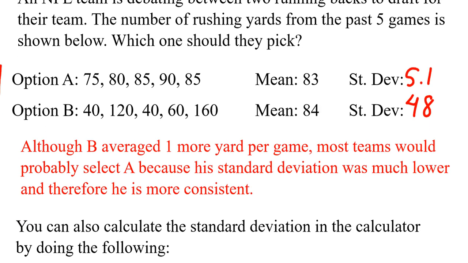So here's the conclusion. Although B averaged 1 more yard per game, most teams would probably pick A because his standard deviation is much smaller. So he's much, much more consistent. Maybe, if there are teams out there who say, we recognize B is a lot more variable, he'll have some high and some low games, maybe they choose that. So there is a reason maybe for choosing B. You'd have to justify, though. You'd have to say, we know there's going to be some really low games, but there's also going to be some really high games, whereas A is really consistent.